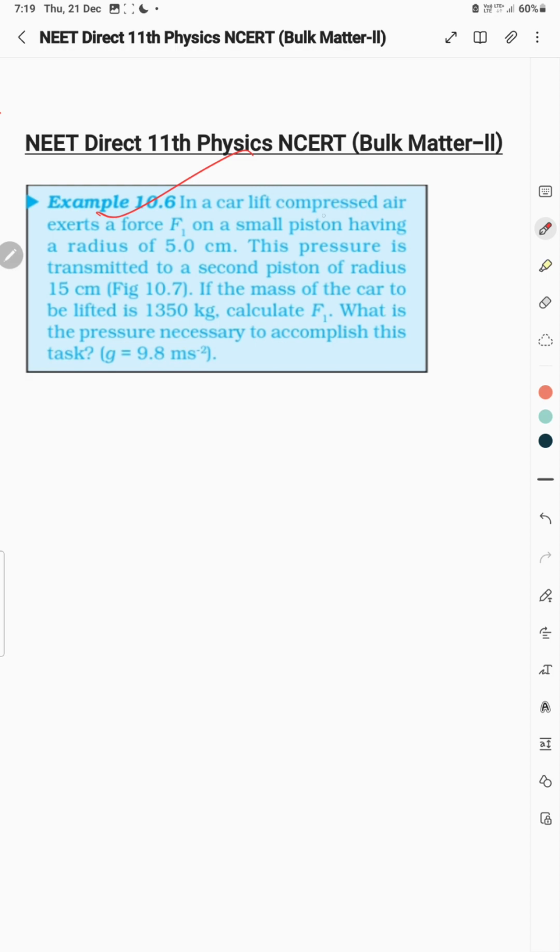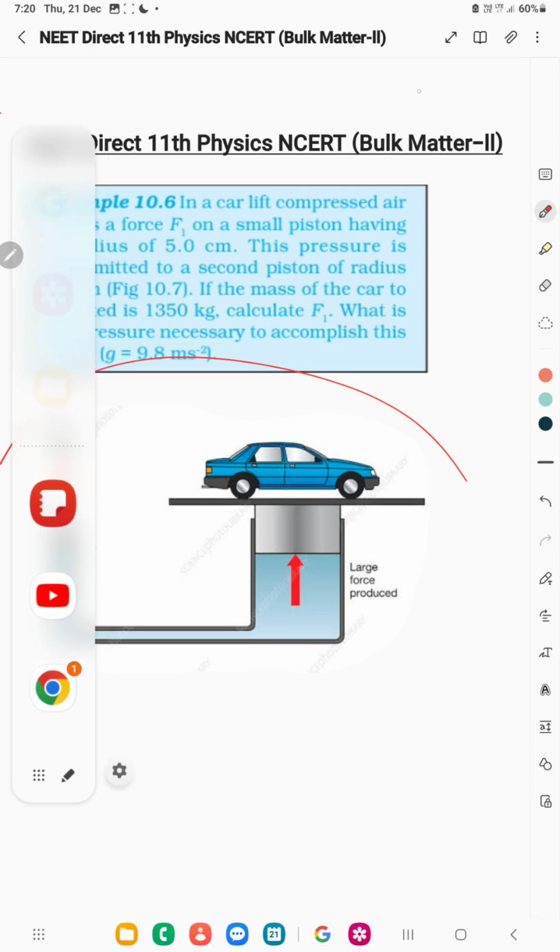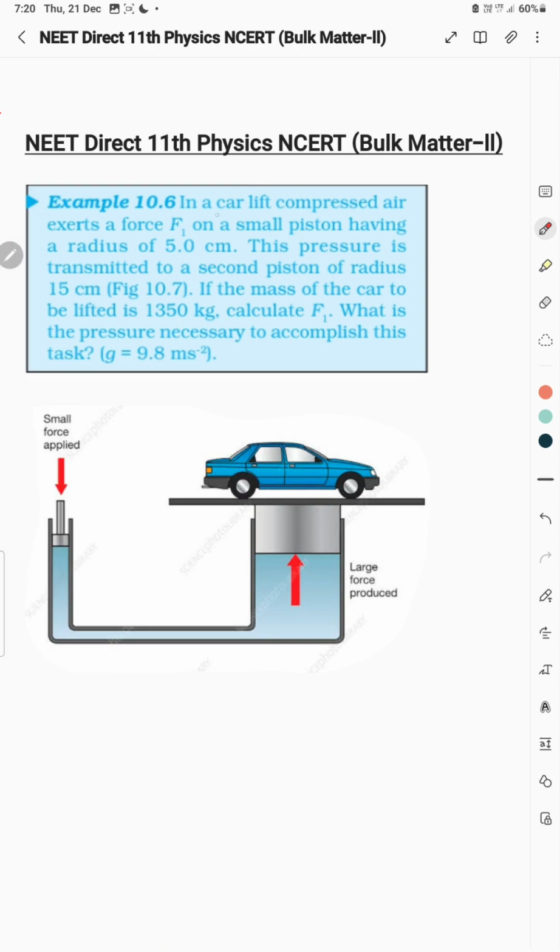It's 10.6. A car lift compressed air exerts a force F1 on a small piston. Well, this question is about a hydraulic lift. So better I draw a simple diagram, then I will explain what is written in this numerical. Well, this is a diagram of a hydraulic lift. As per the question, force F1 is exerted on the small piston. So this is force F1 here.